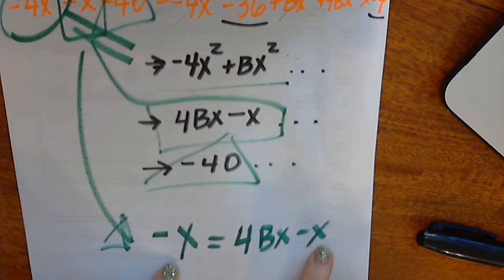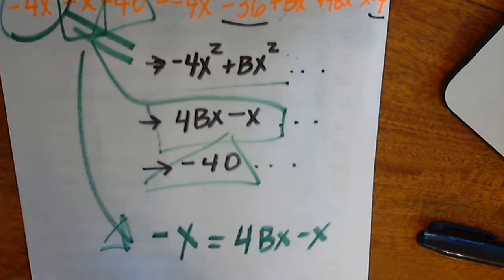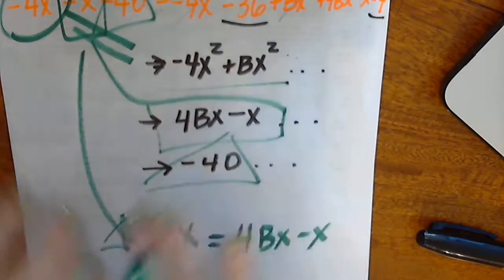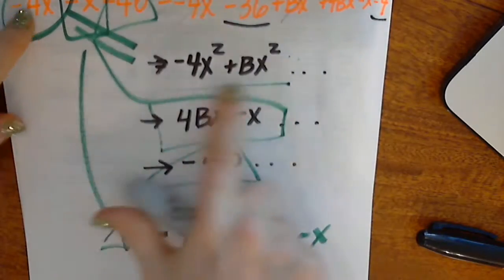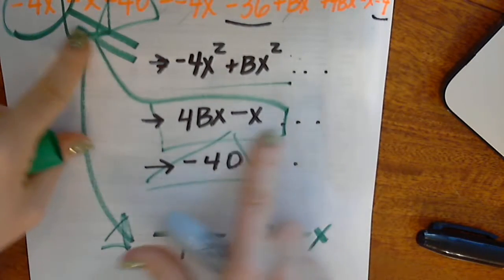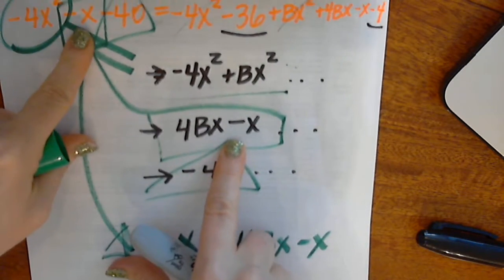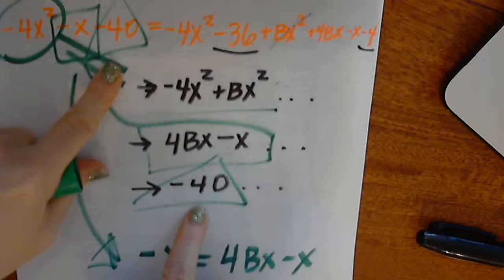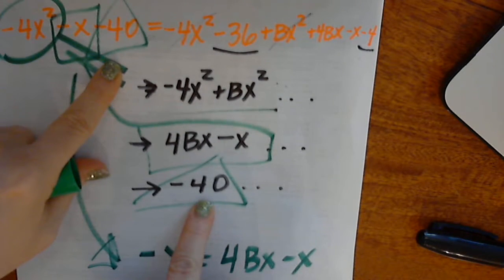You see what we did? We put all the same layers together. So all the x squareds are their own equation. If we wanted, we just don't want to use that one. All the x's are their own equation. And the numbers, if we ever wanted to use it, which I can't imagine why, the negative 40 equals negative 40, well, that's clear.